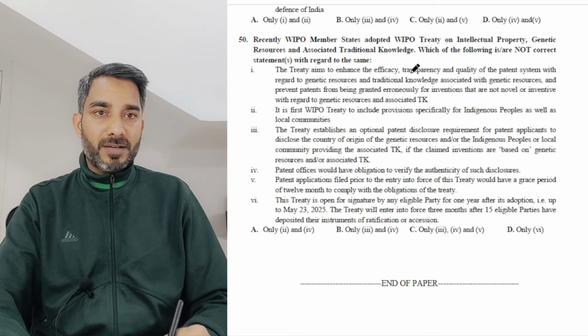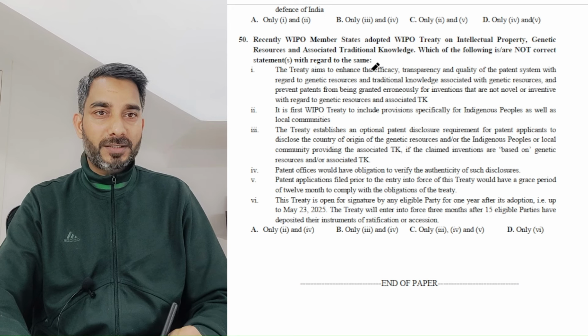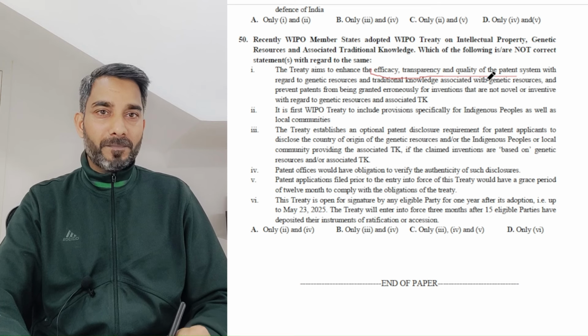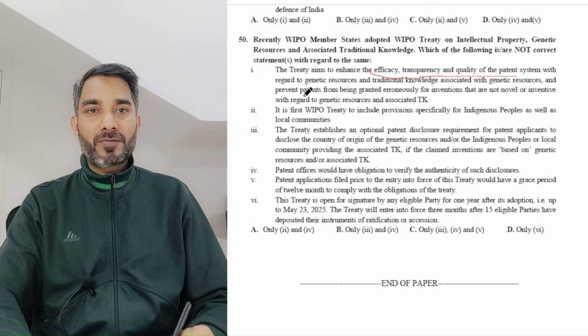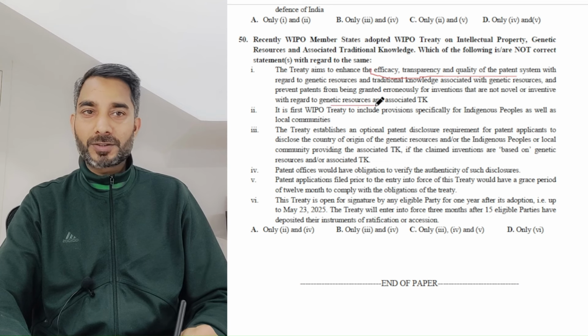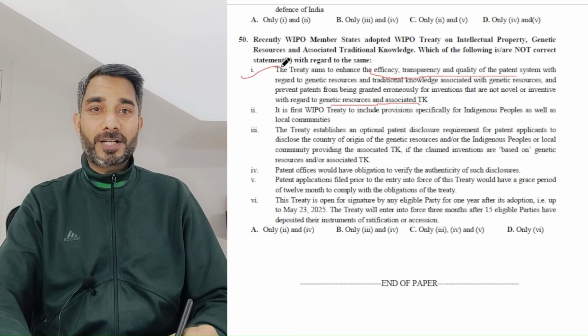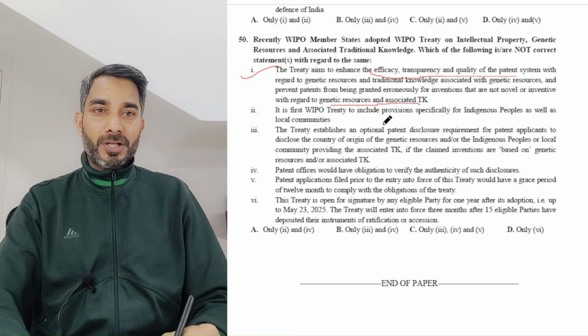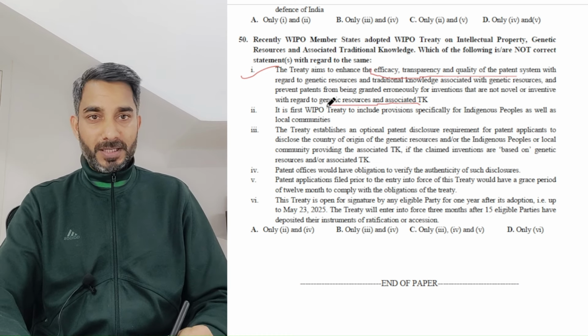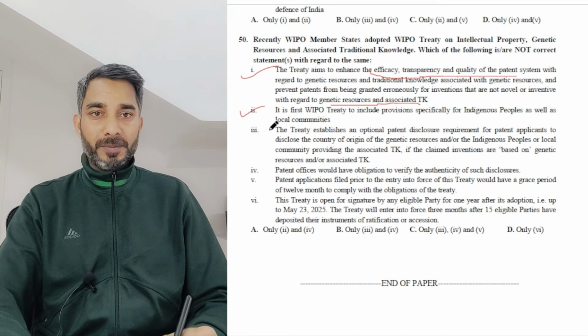The treaty aims to enhance the efficacy, transparency and quality. Oh yeah, this is the objective of this treaty. Genetic resource, prevent patents from being granted erroneously for inventions that are not novel or inventive with respect to genetic resource and associated TK. This is actually the objective of it. It is the first WIPO treaty to include provisions specifically for indigenous people as well as local communities. This is another point of the treaty.